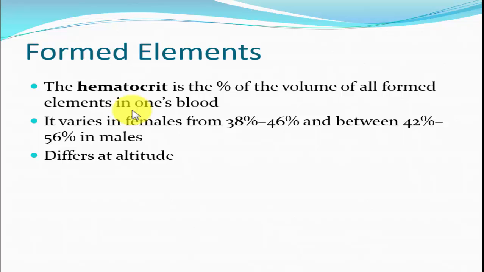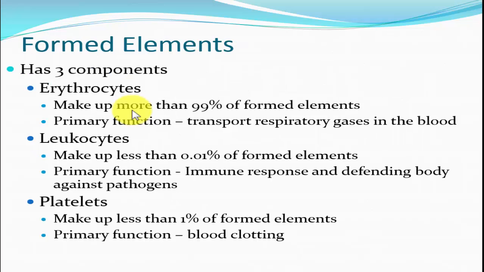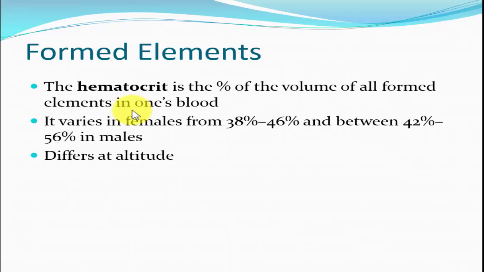So I'm going to go back a screen. It is the percentage of volume of erythrocytes, leukocytes, and platelets within one's blood. Remember that this is not all the aspects of blood, but these are the formed elements of blood. So we have to ask, why do you think this differs at altitude?